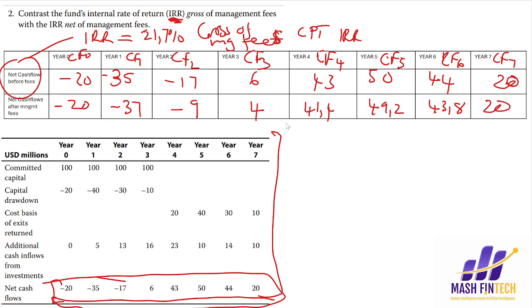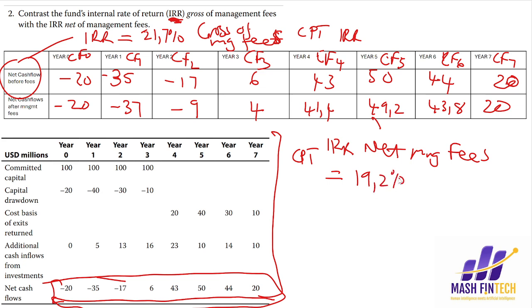If you put this into your calculator, the internal rate of return net of management fees, now you've subtracted management fees, so it's net of management fees. You compute this from your calculator, cash flow 0, 1, 2, 3, 4, 5, 6, 7. You should get the internal rate of return equal to 19.2%. So put these numbers in your calculator and just make sure you get these numbers. I've done them and I know this is correct.